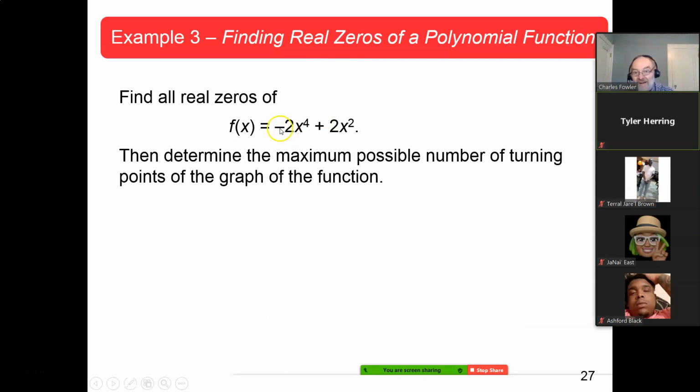First thing we would do is factor. Let's factor out a minus sign, a 2, and an x squared. That would be a minus 2x squared. What do you have left? An x squared here, a minus 1 there. So that would be minus 2x squared times x squared minus 1. Well, x squared minus 1 will factor again. That would be x plus 1 times x minus 1.